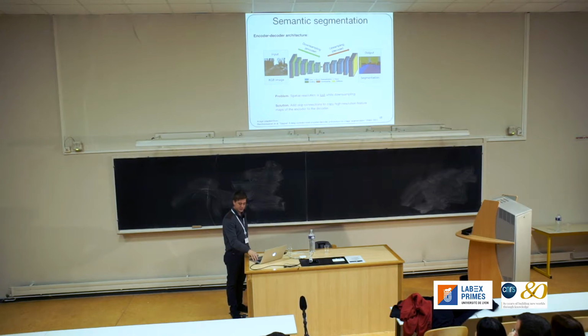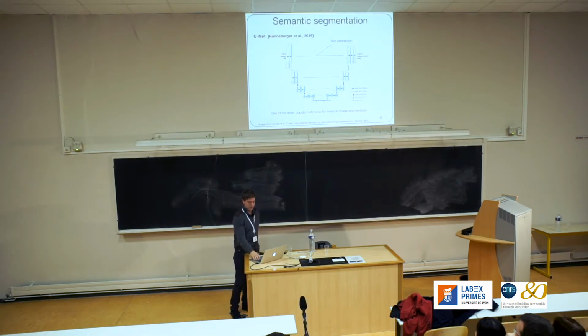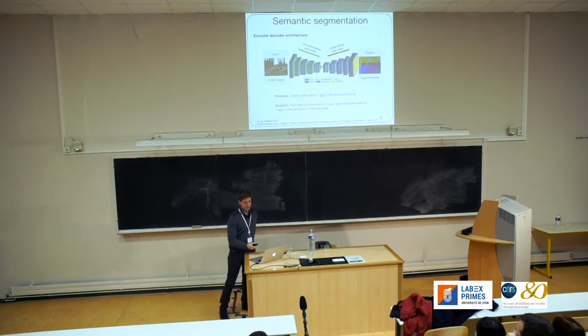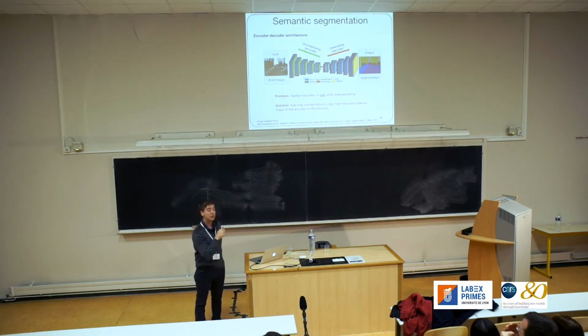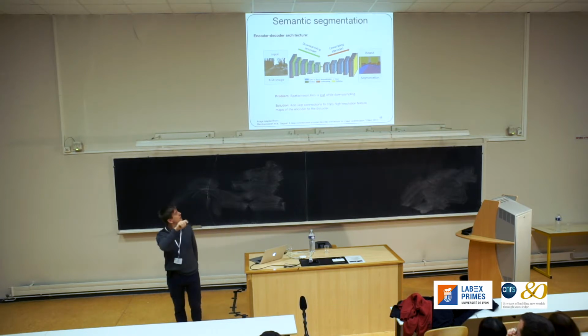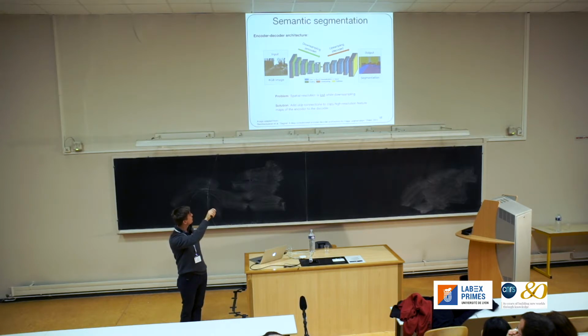I'm going to skip ahead because I see time is running out. So if we do this, this is what we call the encoder-decoder architecture. The upsampling occurs here. So this is the network that you've seen before, and this is the upsampling step, which is kind of like the opposite.